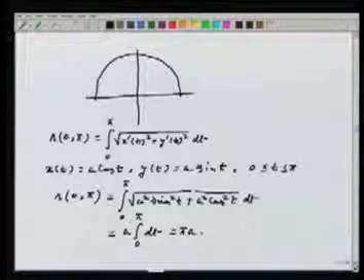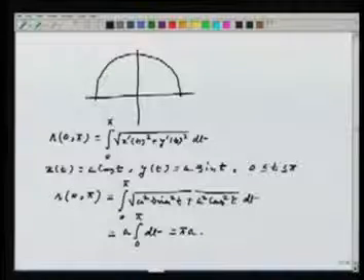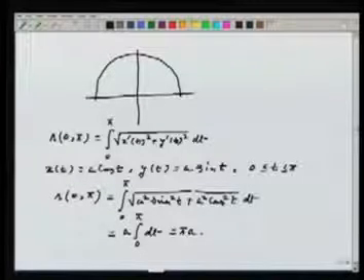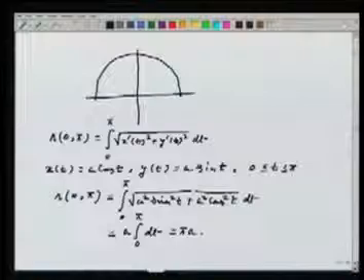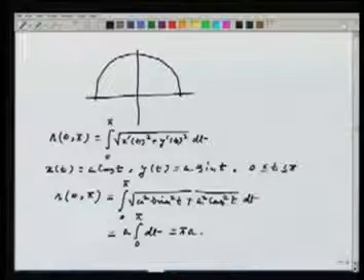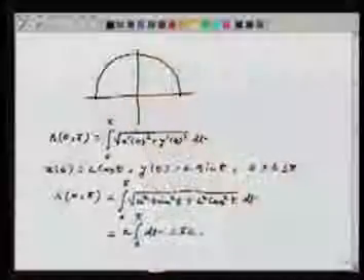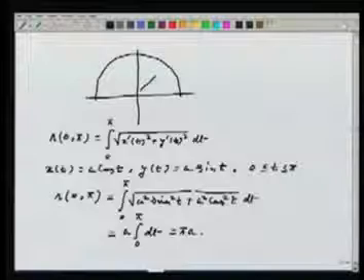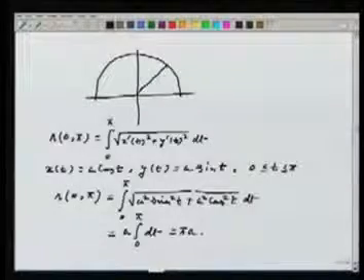So it matches with what we know from elementary geometry, that the length of the upper half of the circle is pi a. Then using symmetry and additivity, you can certainly say that the total length of the circumference of the circle would be 2 pi a, where a is the radius.